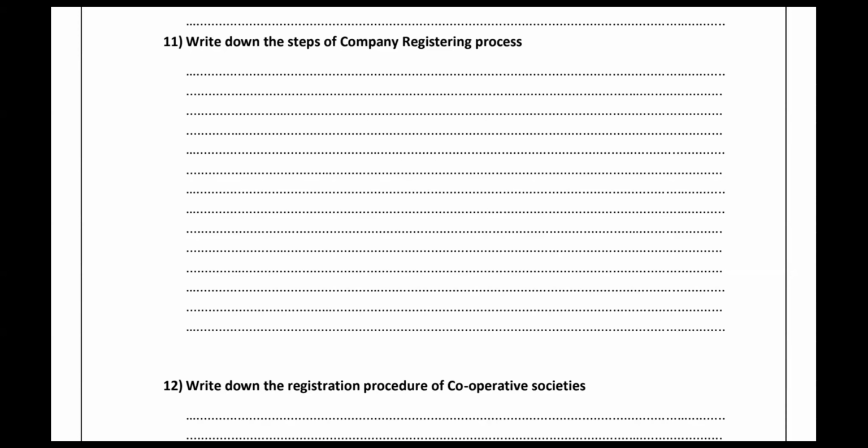So that is the fifth point, payment of registration fees. And the sixth one is obtaining the certificate of incorporation. Thank you, guys, for sending those. Fifth one is payment of registration fees. Sixth one is obtaining the certificate of incorporation.